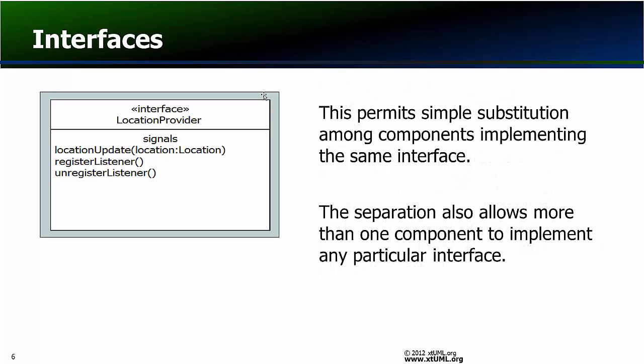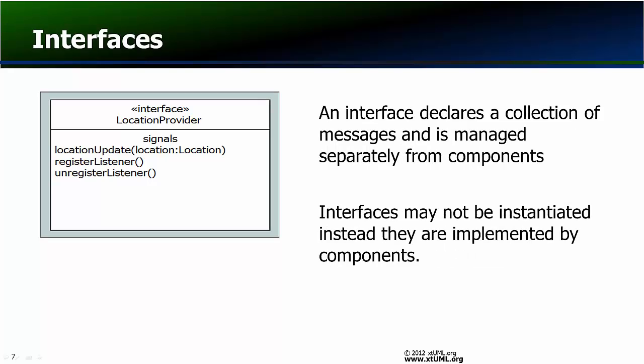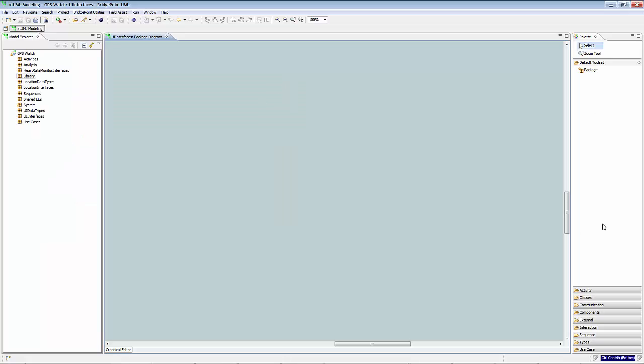This permits simple substitution among components implementing the same interface. The separation also allows more than one component to implement any particular interface. It declares a collection of messages and is managed separately from components. Interfaces may not be instantiated, instead they are implemented by components.